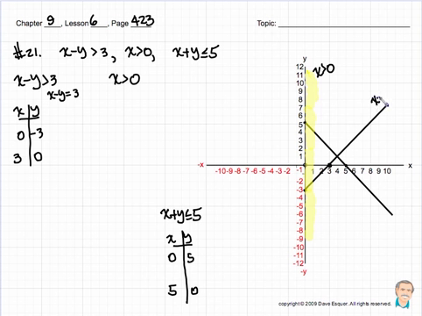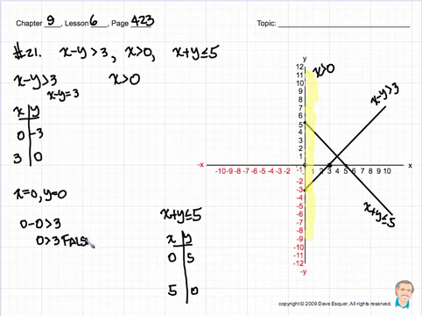Let's do this one over here, 0, negative 3 and 3, 0. This was the graph of x minus y is greater than 3. And this one here is the graph of x plus y is less than or equal to 5. So let's test this one here for 0, 0 first. So we've got x is 0, y is 0. So we have 0 minus 0. Is that greater than 3? Is 0 greater than 3? I think that one turns out to be false. So if we test this one for 0, 0, this part isn't going to work.